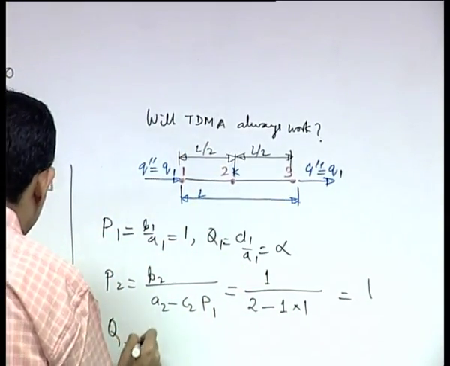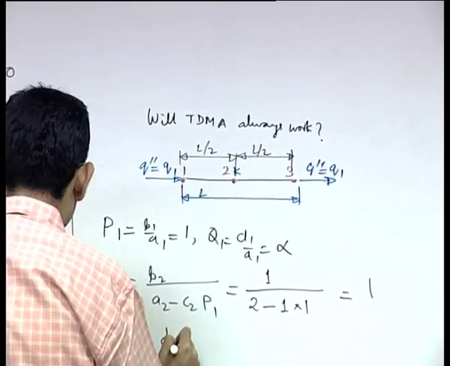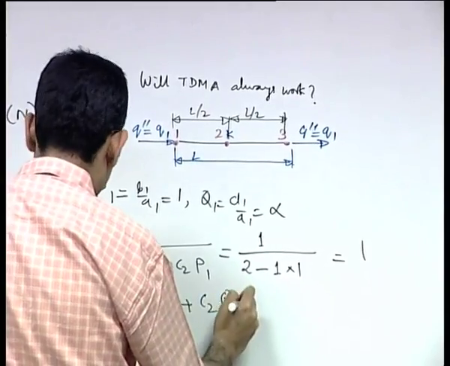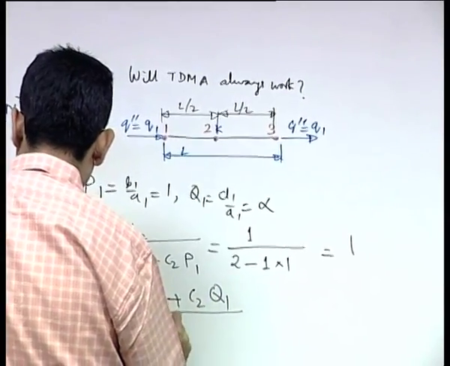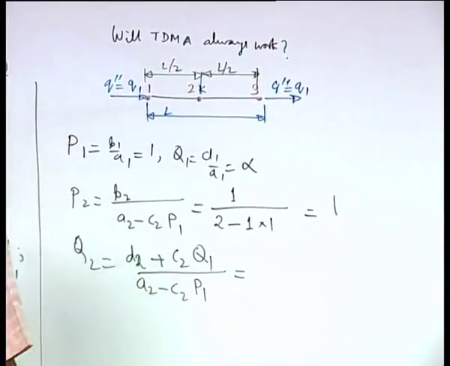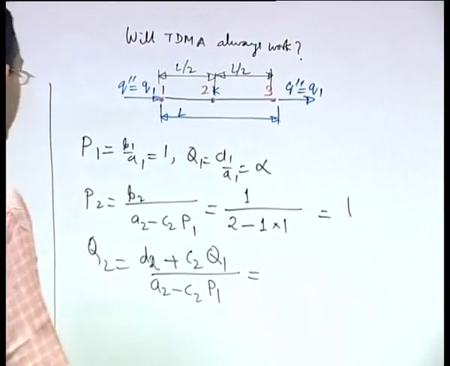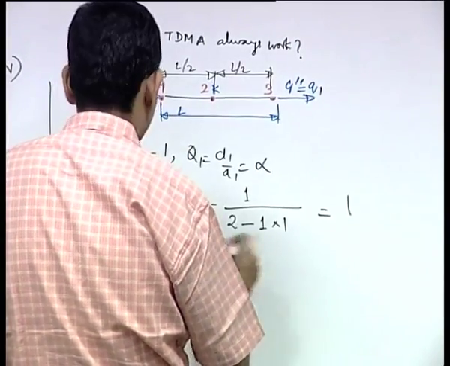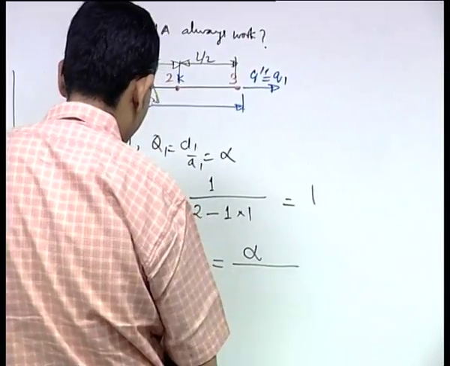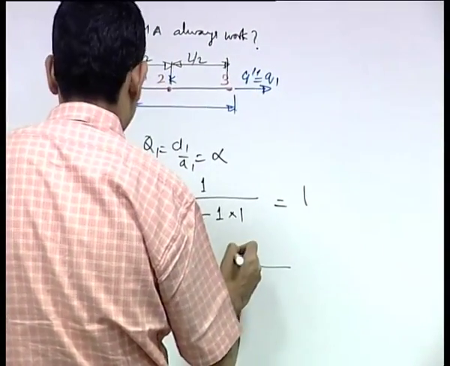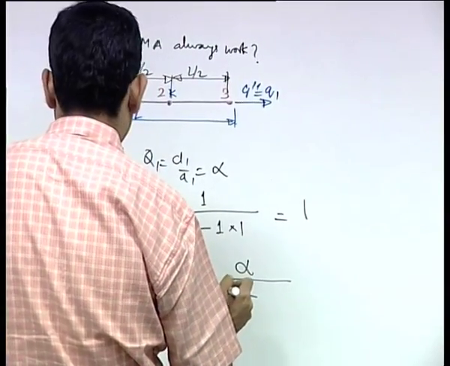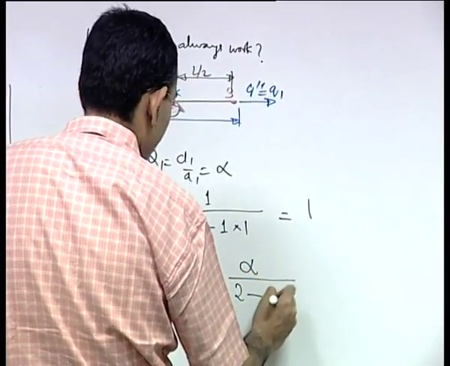Q2 is equal to (D2 plus C2 Q1) by (A2 minus C2 P1). So, what is D2? D2 is 0, C2 is 1, Q1 is alpha. So, alpha by (2 minus C2 into P1), that is 1. So, alpha.